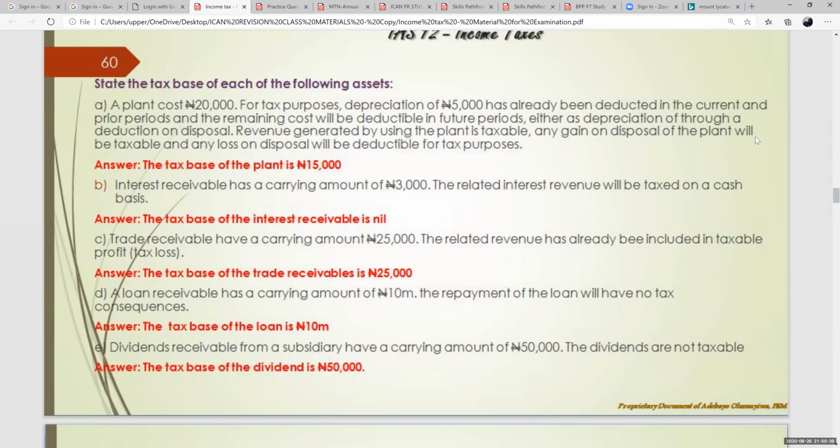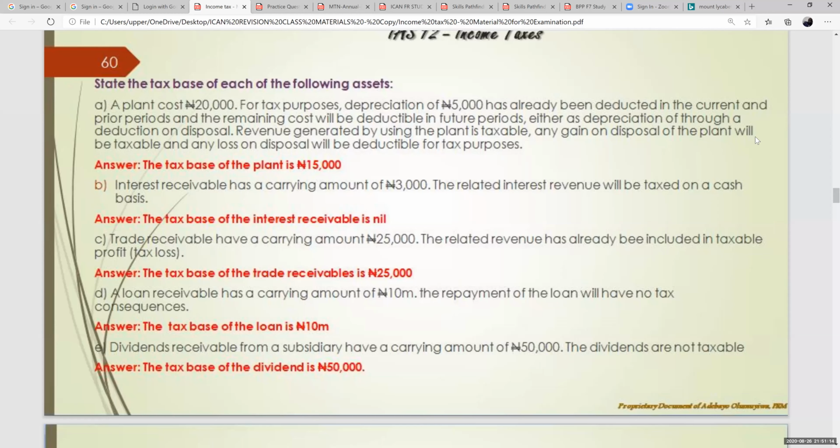Lastly, we are told here that we have dividend receivable from a subsidiary. What does that mean? Dividend receivable is an income recognized from your investment in another entity. And we are told that the carrying amount is 50,000. But the law says dividend is not taxable, which means there's no tax consequence from it. That cannot result in deferred tax, because the temporary difference is zero. And temporary difference can only be nil if the tax base and the carrying amount are the same.